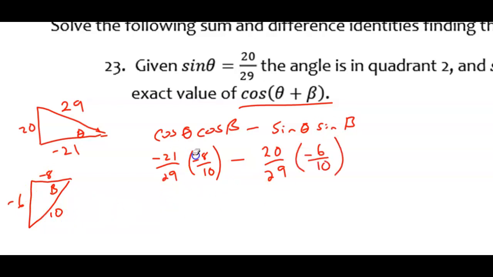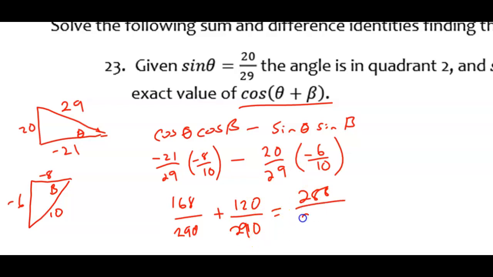Now this is going to give me, let's see, 21 times 8. Negative times a negative is a positive, so that's 168 over 290. 10 times 29 is 290. And then right here, we have basically a negative times a negative, so that's going to be positive anyway. 20 times 6 is 120 over 210. Oh, why did I put 210? I'm sorry, y'all, that's 290. So 168 plus 120 gives me 288 over 290.